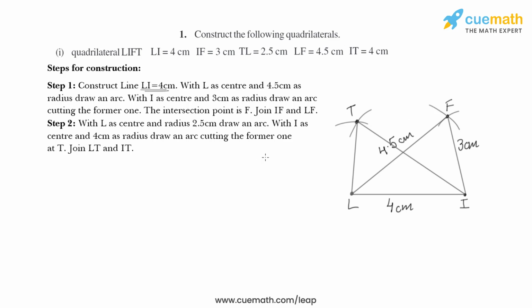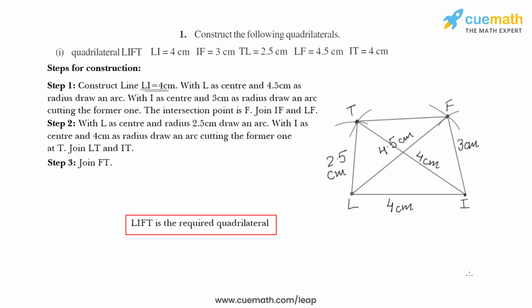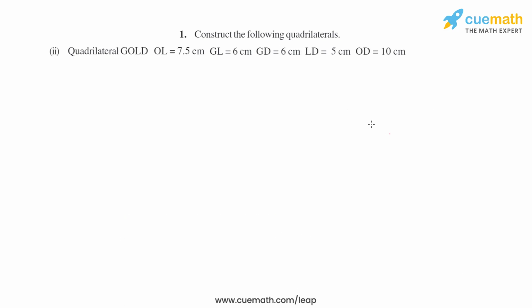LT is 2.5 centimeters and IT is 4 centimeters. So we have constructed two triangles. Finally, join TF. So we have got our quadrilateral. This is the required quadrilateral LIFT. Let's move to the second part now.